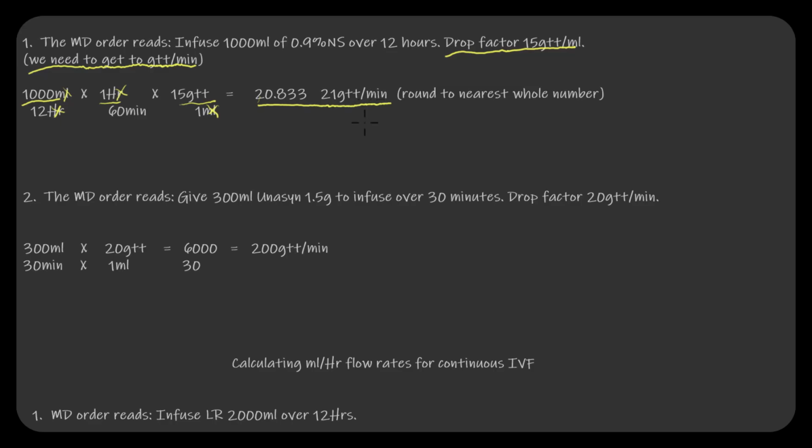There's also microtubing. It's a narrow tubing for smaller drops. The typical drop factor is 60 drops per mL, and that's useful in pediatric scenarios for administering fluids.